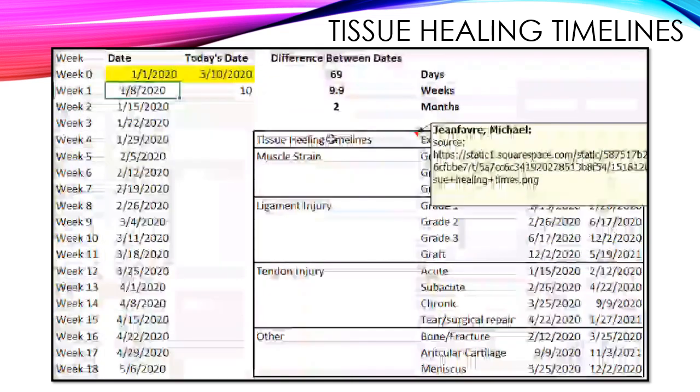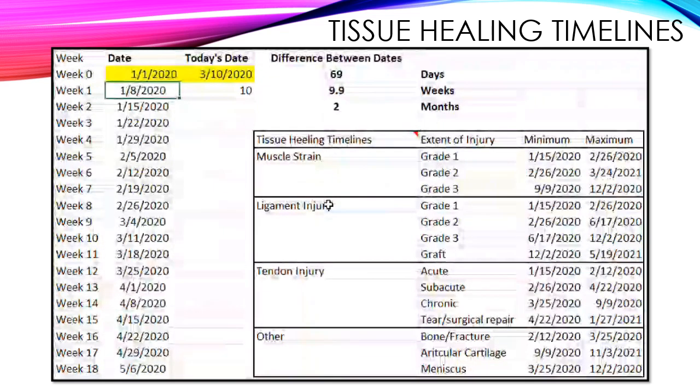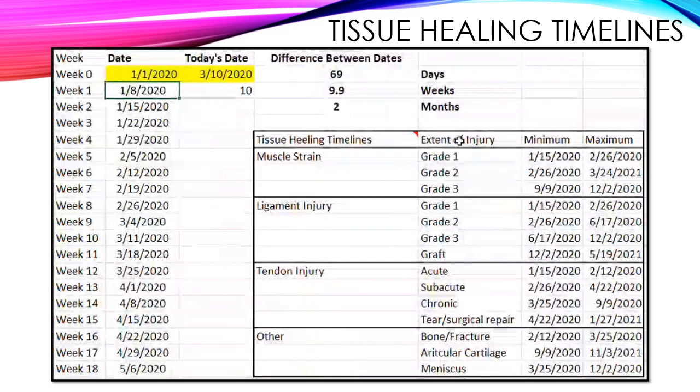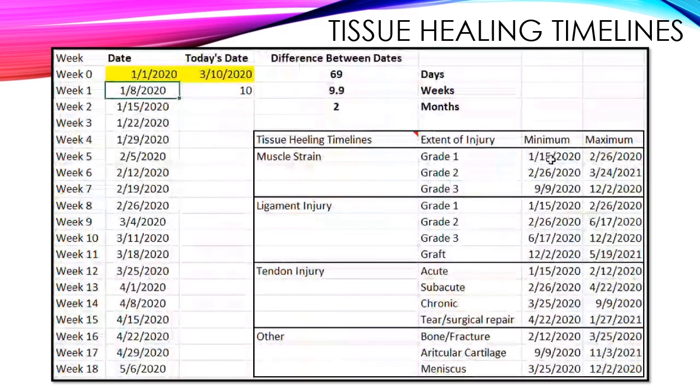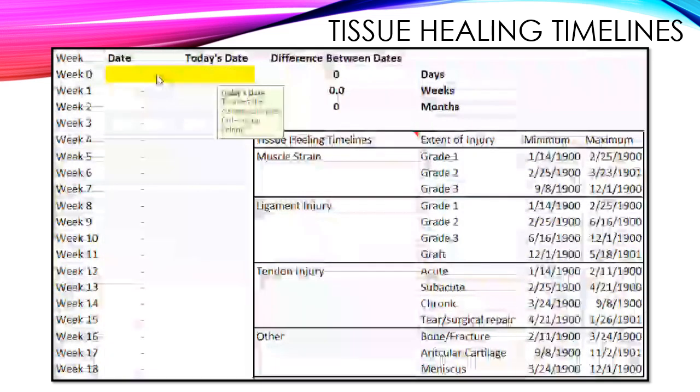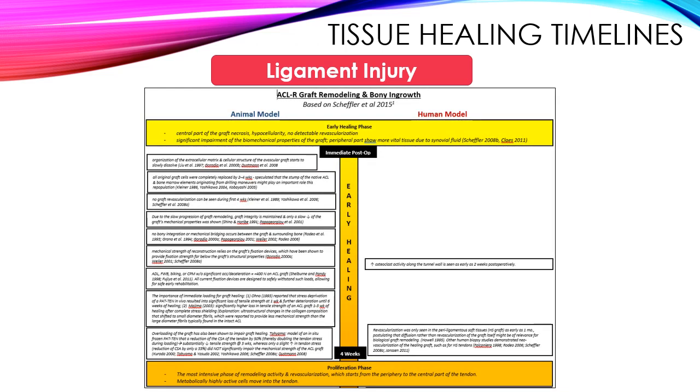Depending on, again, contractile tissue, the extent of the injury, and the variability as far as the minimum and the maximum amount of time there. Grade 1, 2, and 3. You can also predict the timelines for bone fracture healing, articular cartilage, and/or meniscus. Additionally is ligamentous injury and the remodeling of the ligament.